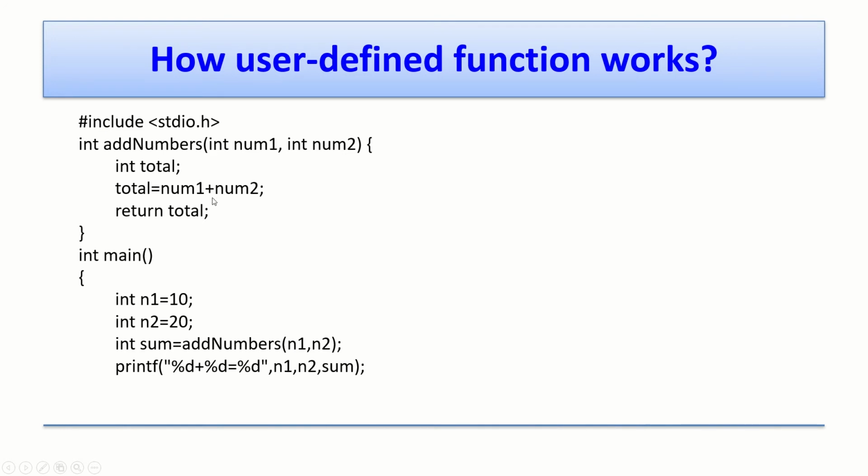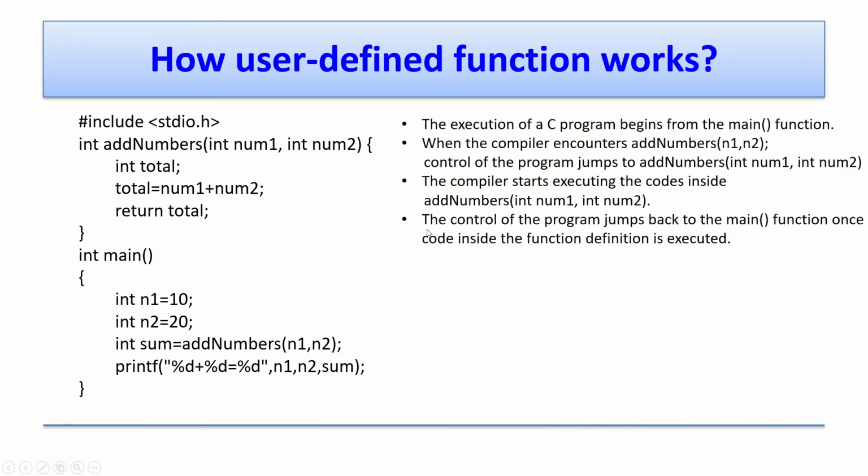And then here we take the summation of n1 and n2, assign it to the variable total, and then return it. When you return the value total, that is assigned to the variable sum. Then here I print n1, n2 and the variable sum, right? So that's about my program. So let's see how it is executed.